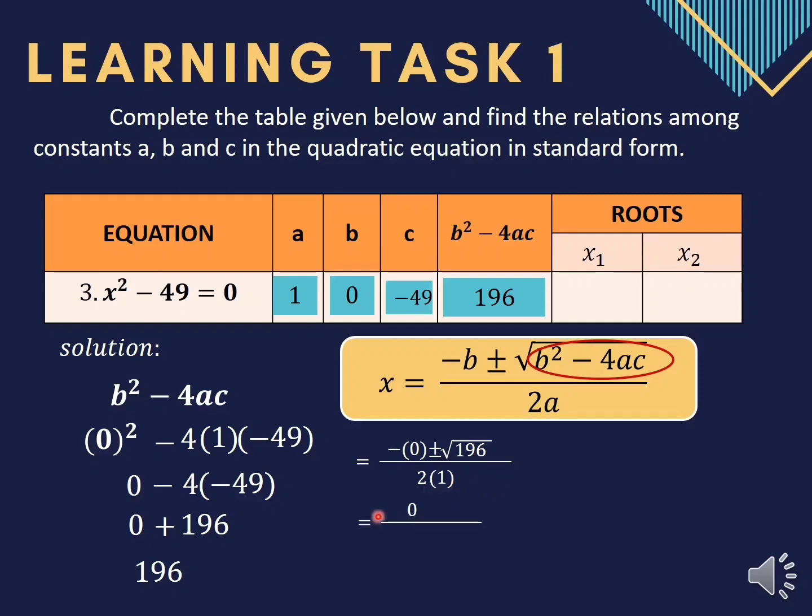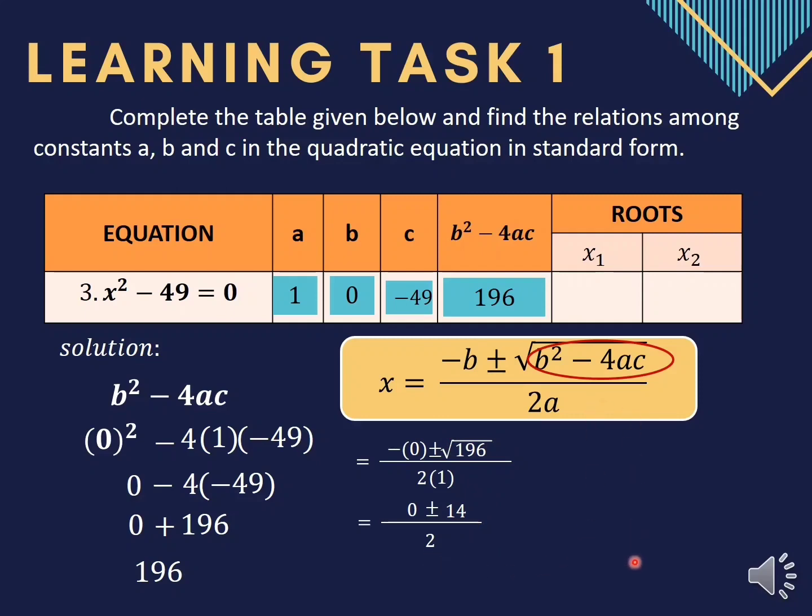Now we have 0, plus or minus. Take note that 0 is neither negative nor positive. So we have 0, plus or minus the square root of 196. Class, 196 is a perfect square number, and the number that when multiplied by itself results in 196 is 14. 14 times 14 is equal to 196. So the square root of 196 is 14, and then all over 2 times 1, which is 2.